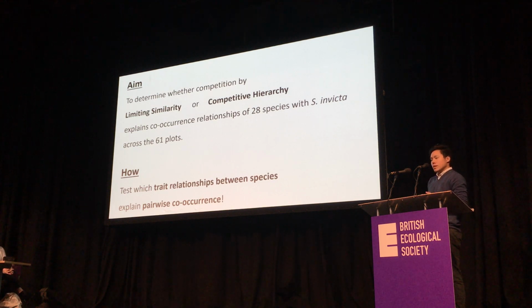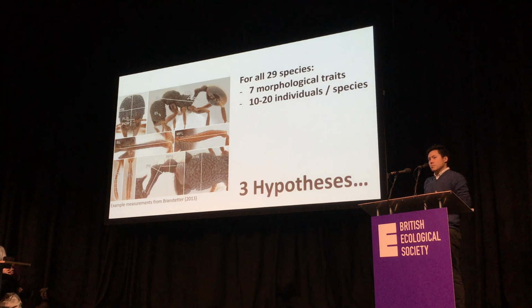And we did this by looking at the trait relationships predicted by those two mechanisms. So basically, I won't go into much detail, but we collected lots of trait data, measured it ourselves, on many individuals for each species. And we tested the 3 hypotheses relating to those two competitive mechanisms.